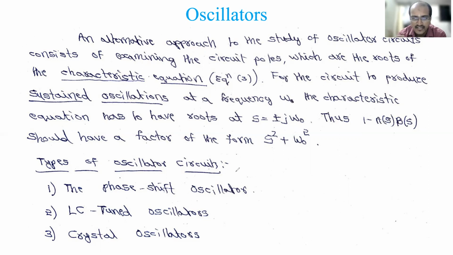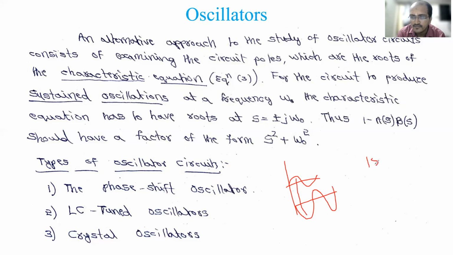The classification is based on the feedback part, that is the frequency selective network. I told you it should give a 180-degree phase shift because the amplifier is giving a 180-degree phase shift, which we have learned in the common source amplifier. You have seen minus gm into rd as the voltage gain. For a positive cycle you will have a negative output, and for a negative cycle a positive one. You get a 180-degree phase shift between input and output. So that is the amplifier.